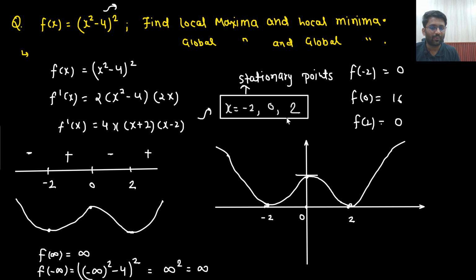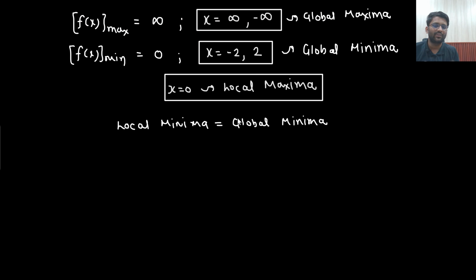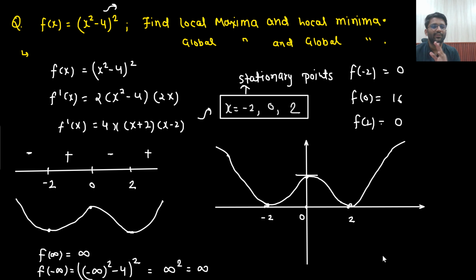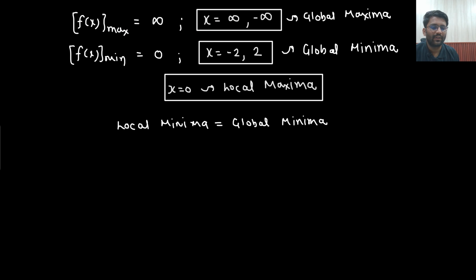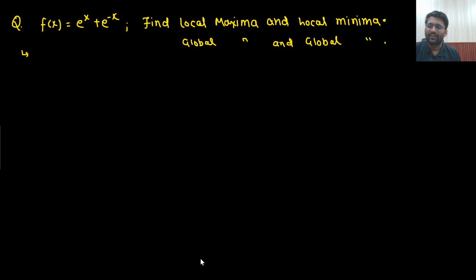So whatever stationary points are there, we need to care about all the stationary points, and we have cared. Is that clear to you or not? So if we are able to draw the graph, then the job is done. No need to care about anything. So surely we are able to draw the graph. Let's go to the next one.